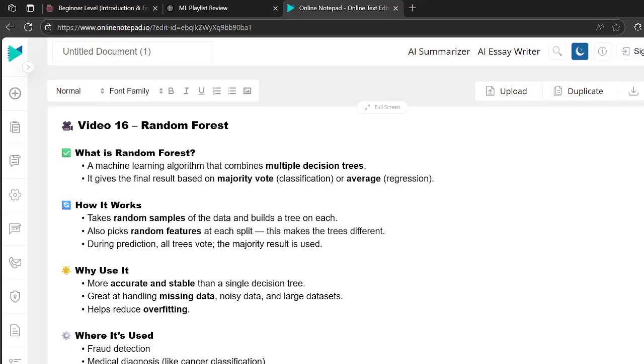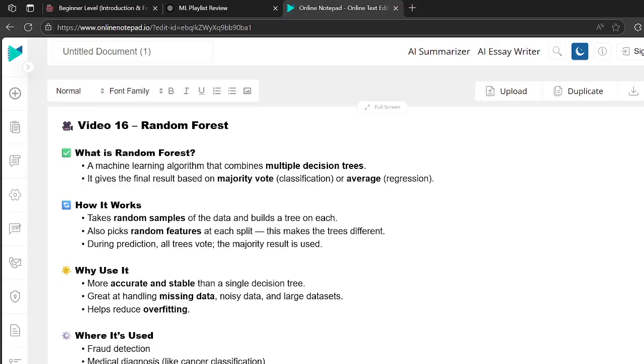For lecture number 16, we will be learning about random forest. Let's begin. So what is a random forest? It is a machine learning algorithm that combines multiple decision trees. It gives the final result based on a majority vote, which is classification, or average, which is regression, right?